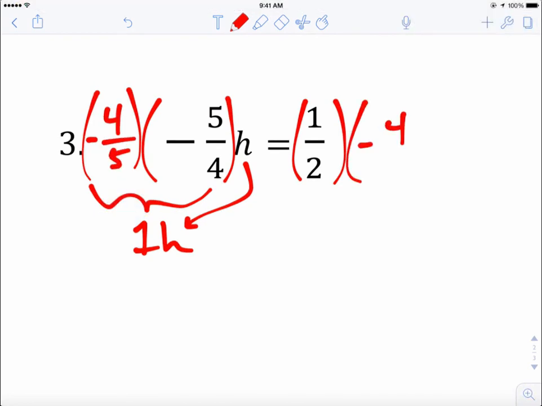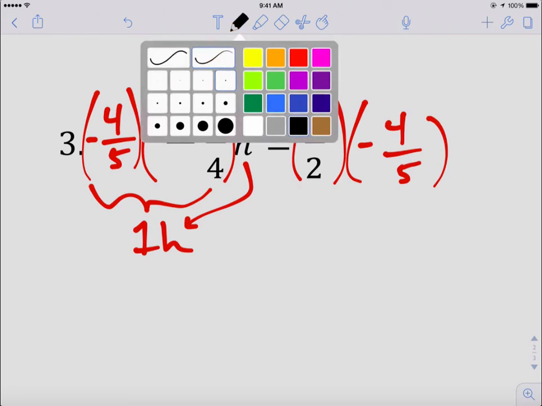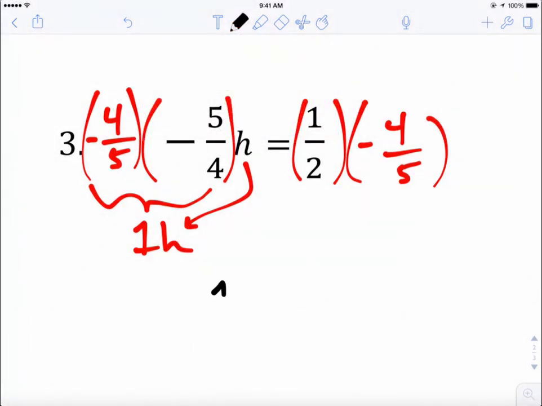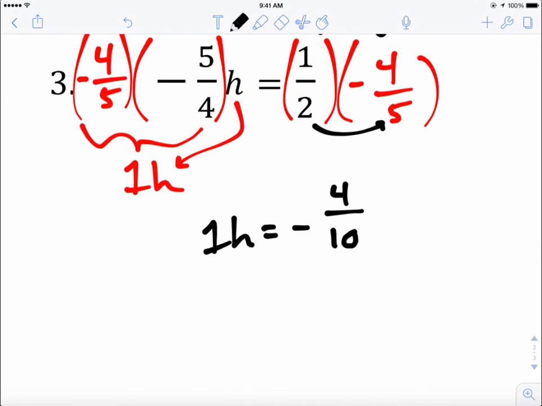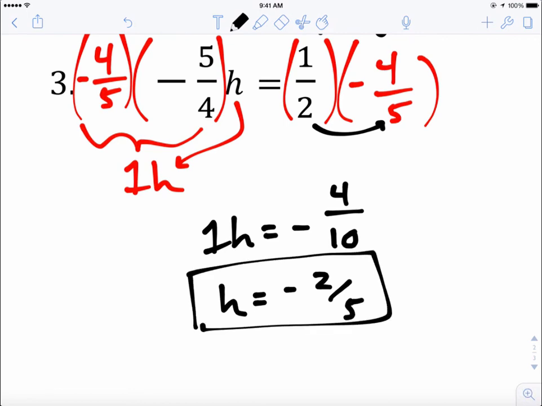And what we multiply one side of our equation by, we will multiply the other, and we end up with 1h equals, well, whatever this product is. It's going to be negative for sure. 1 times 4 is 4. 2 times 5 is 10. So it seems like h equals -2/5.